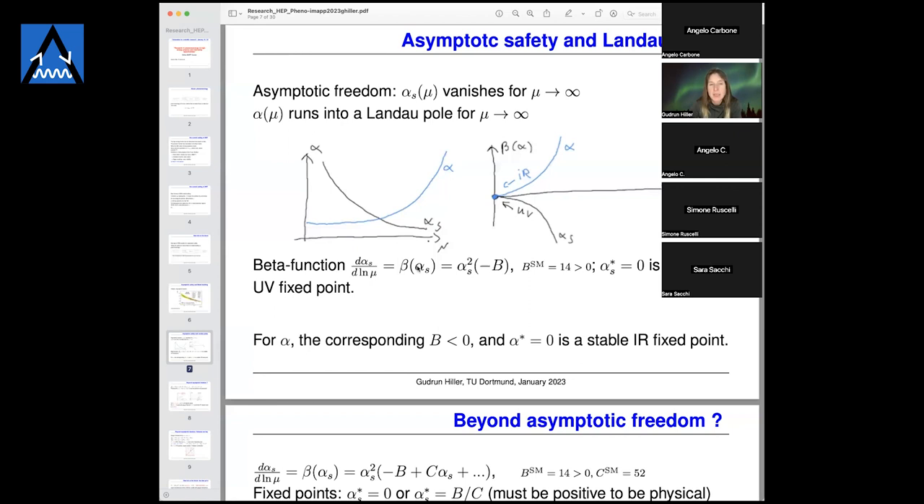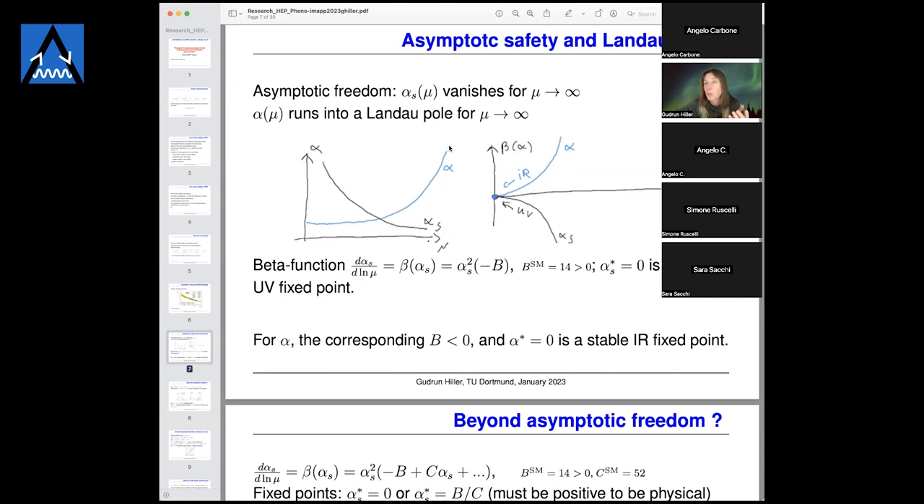So in blue here in this plot, this is the beta function for the hypercharge, okay? So you can also solve this differential equation and determine the running of alpha. And then you see it grows with energy scale, and it grows and it grows, and it diverges. It doesn't stop growing. And this is what we call a Landau pole.